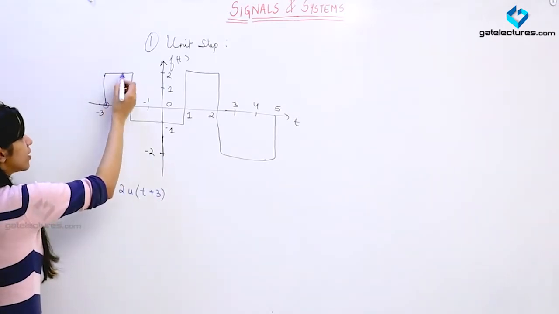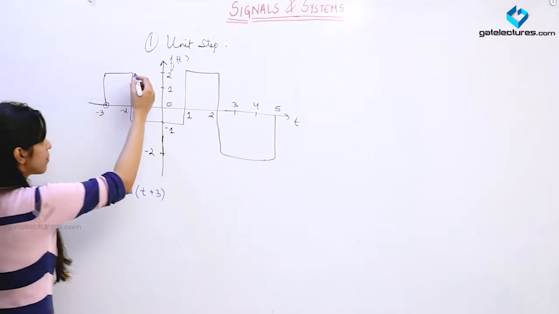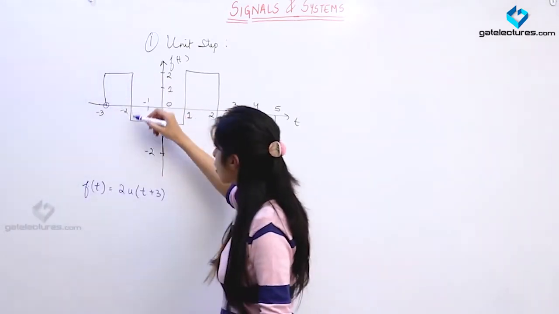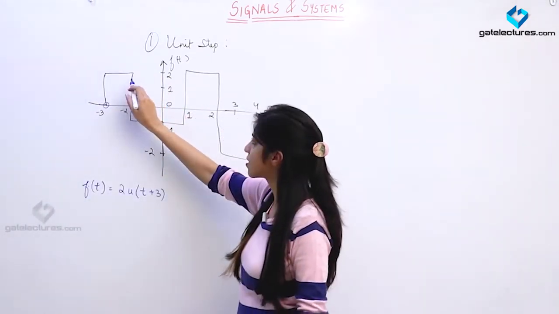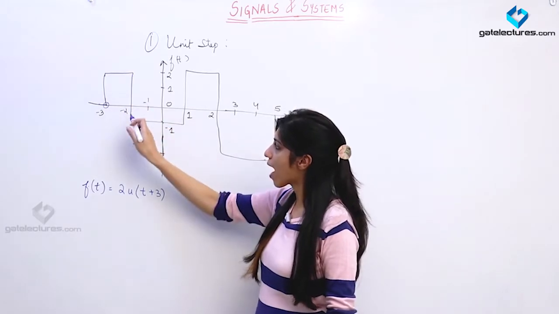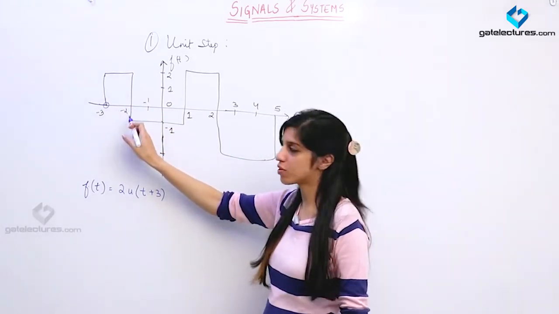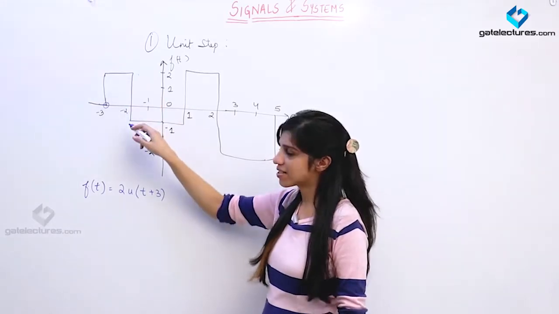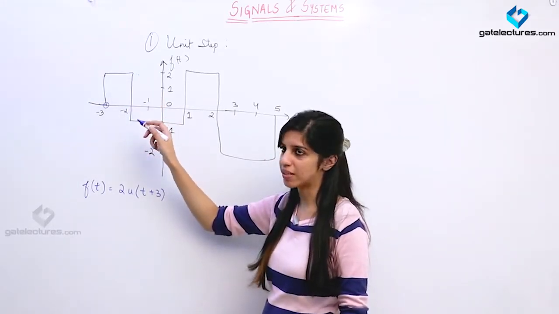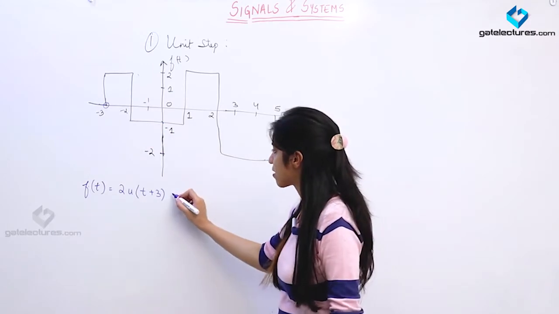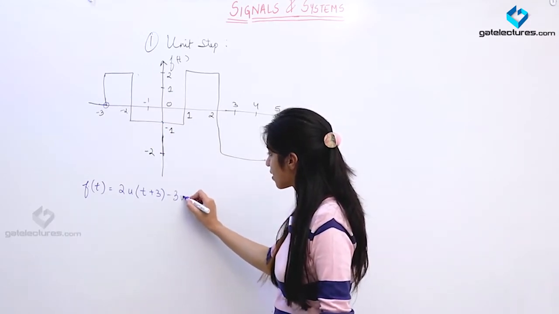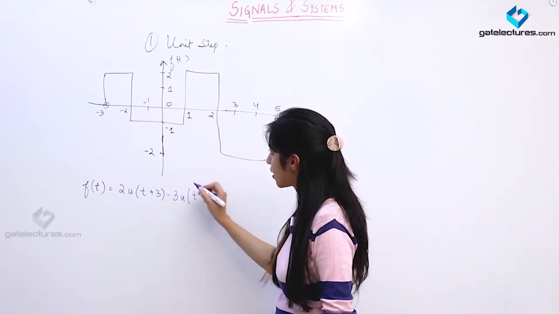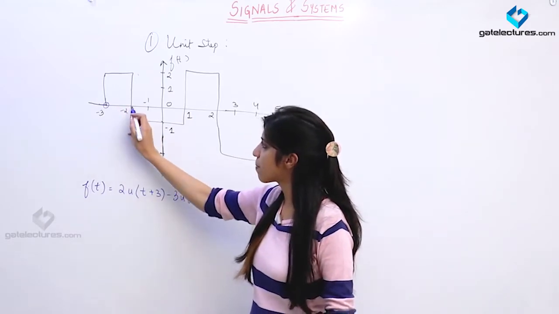Now this value continued till minus 2. At minus 2 I had a fall. I had a fall of 3 units. See, from 2 I came to minus 1, which is a total fall of minus 3. Since I have decreased the value, the coefficient is going to be negative. So this is a fall of minus 3. So I write it as minus 3 u of t. At what instant has this step occurred?